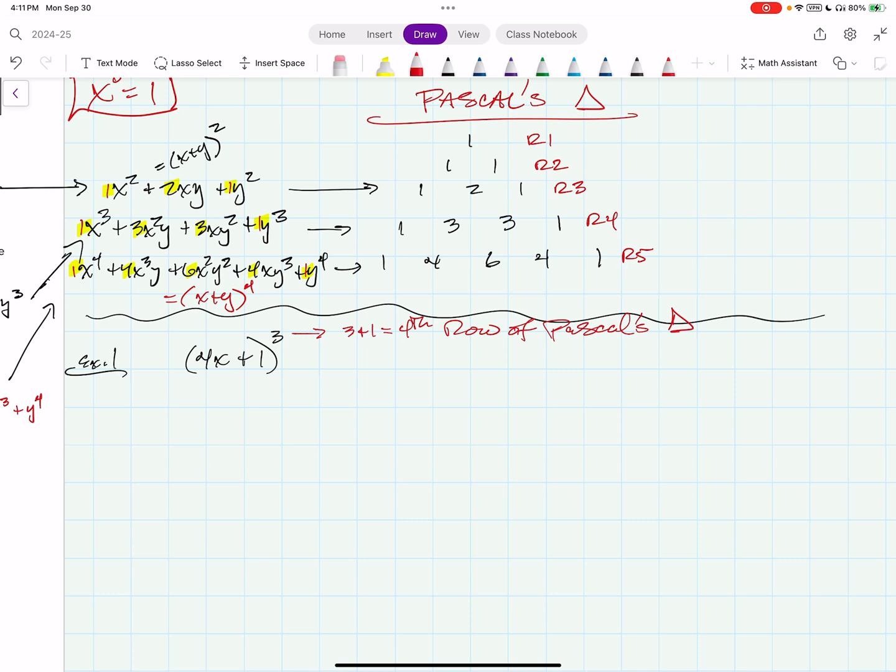What we're going to do is use those coefficients, which are at the very top of the screen here. It's 1, 3, 3, 1. So when you cube a binomial, take it to the third power, we're going to be using the coefficients on the fourth row. So you have to be good at it.